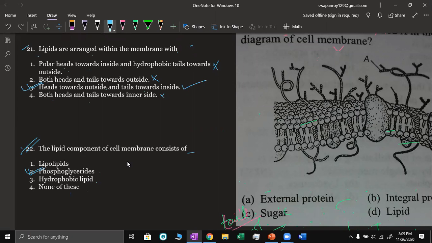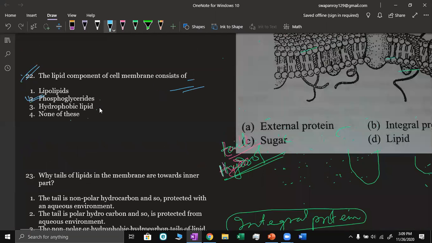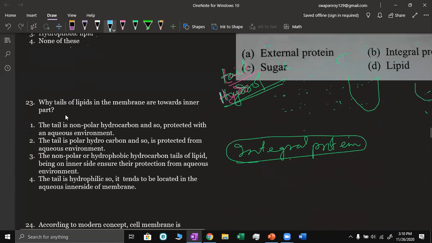Phospholipid is mainly maximum, no? Phospholipid is the lipid made of glycerol and, okay, it is phosphoglyceride. Number 23. Why are the tails of lipid in the membrane towards the inner part?